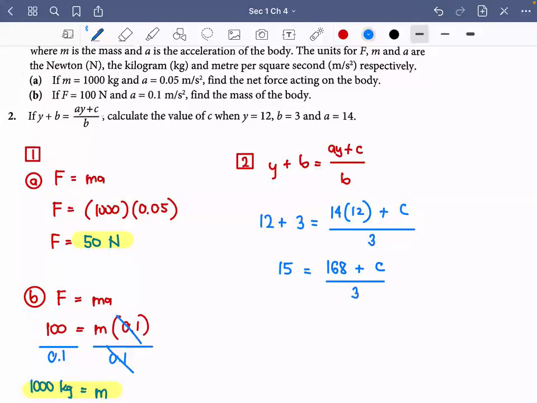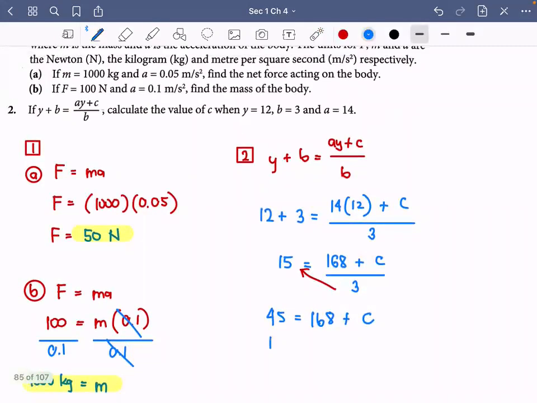So what do we do first? We get rid of 3, right? So we cross multiply this. That gives me 45 equals 168 plus c. To get rid of 168, what do we do with 168? We transpose this to the left side. So it becomes 45 minus 168 equals c.